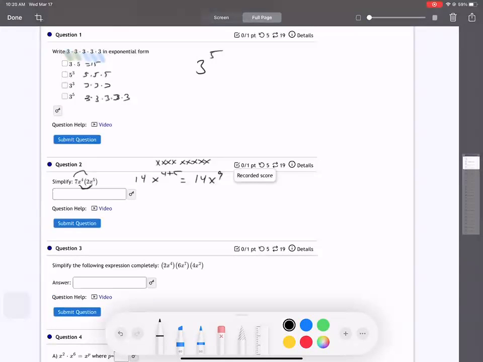Okay, if you show work, I need you guys to show work, right? Just write that. That's your work. Or you can write this. That's also work. But remember, you need to show work.